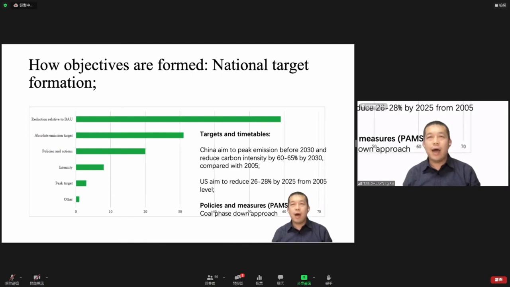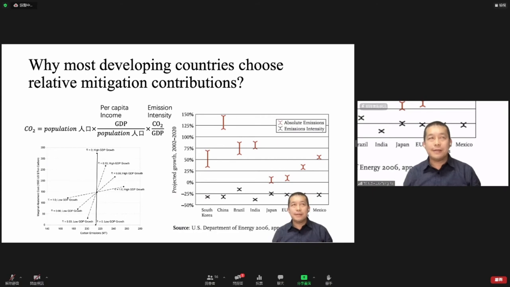One interesting issue is why China and other developing countries use what we call a relative emission target based on intensity, but developed countries such as the US use an absolute term to reduce emissions, for example, 26 to 28%. Does this mean developed countries have more ambition or not? We explain why developing countries choose relative mitigation contributions instead of absolute terms. We argue that it is not related to ambition, it is related to the national circumstances of developing countries, which is also a very important structural factor to shape the objectives of developing countries.